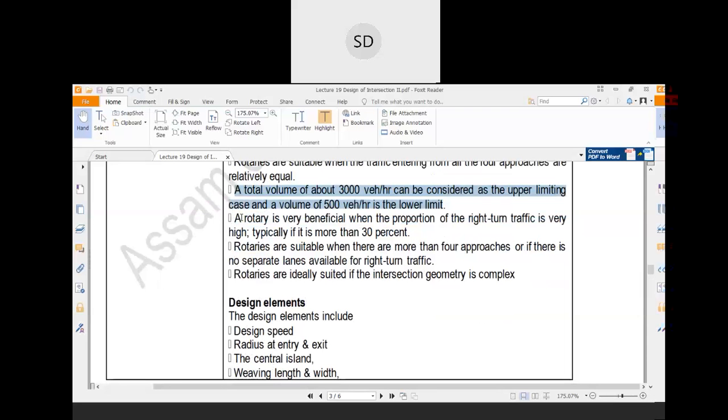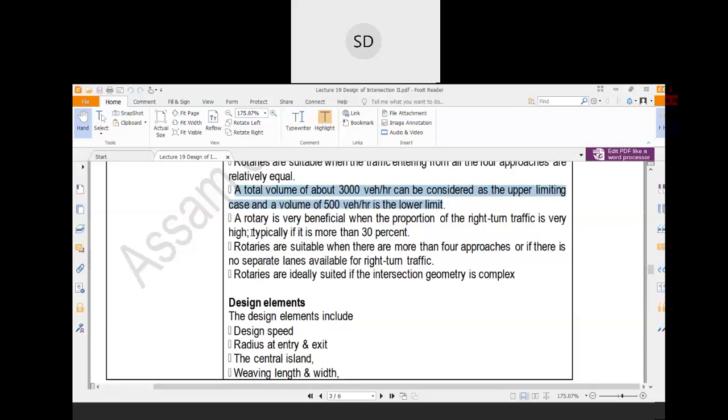A rotary is very beneficial when the proportion of right turn traffic is very high. You know, right turning vehicles will cause serious crossing conflict. So in such cases, if there is a huge number of right turning vehicles, a rotary intersection will be very effective. If the right turning vehicles are more than 30%, in that case you can go for the rotary intersection.